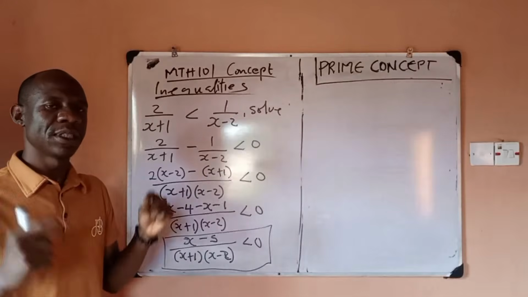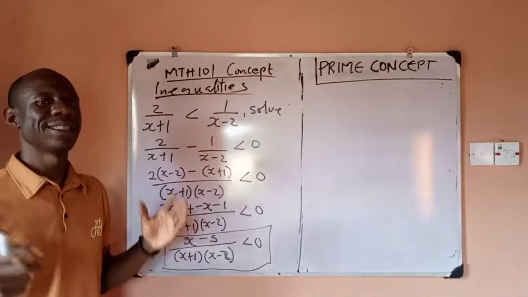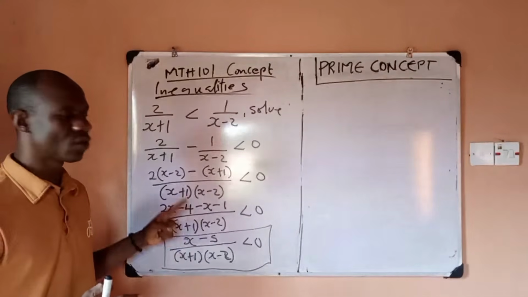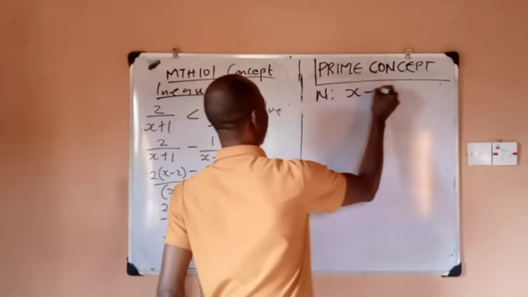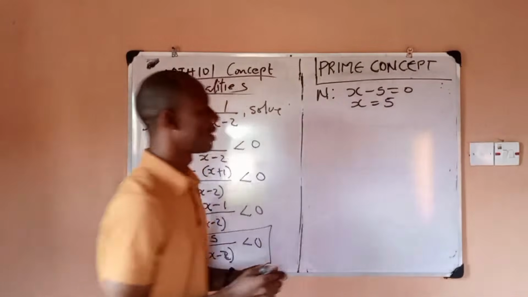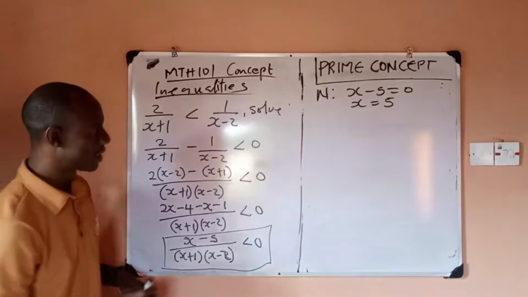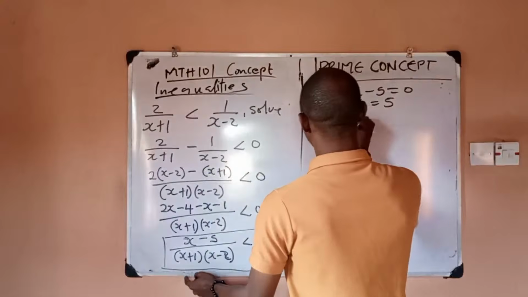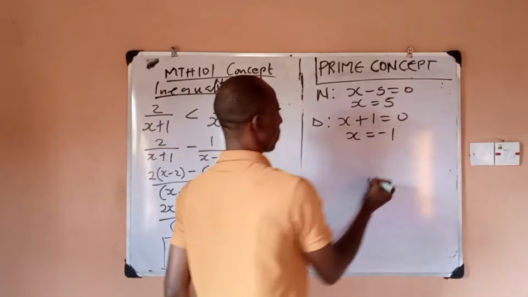Solve for the critical point. Solve for the what? Critical point. The critical point simply means equating the numerator to 0. So my numerator is x minus 5 equal to 0. So x is equal to 5. Now this is numerator. I'm using n to denote it. The next is for my denominator. For my denominator, I have x plus 1 equals to 0 and x equals minus 1.